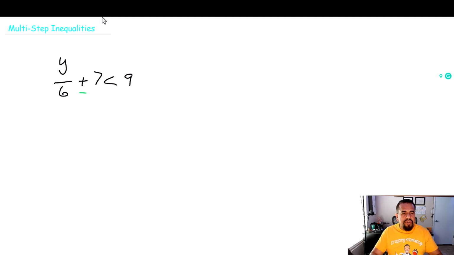I want you to treat this inequality as an equal sign, right? Basically, I'm saying don't worry about it until the end. We'll put it back in our final answer.